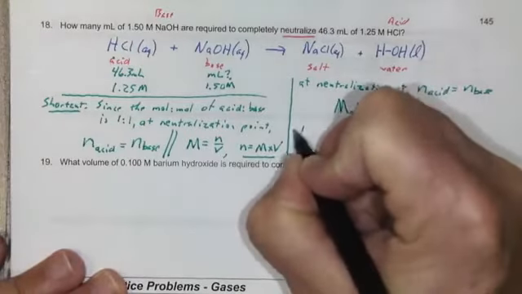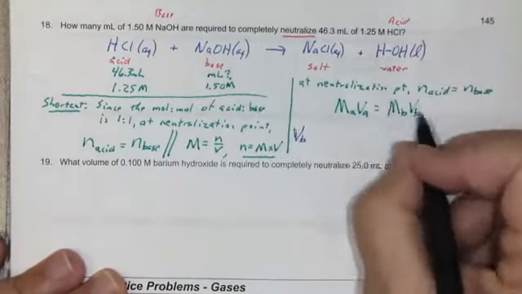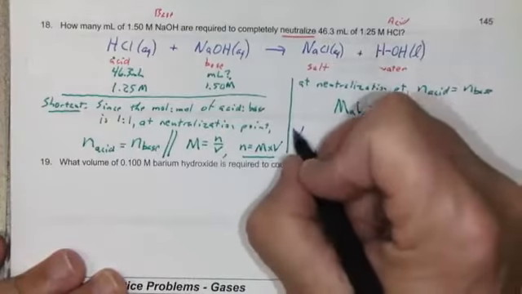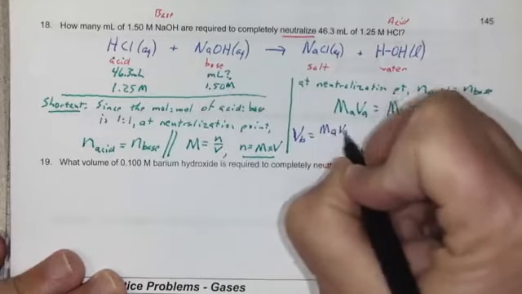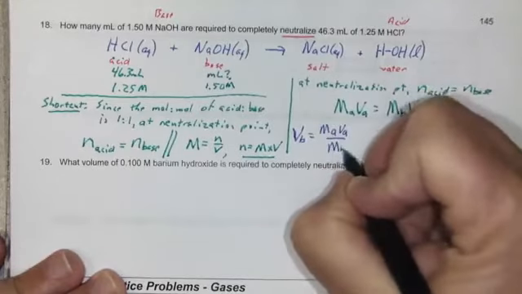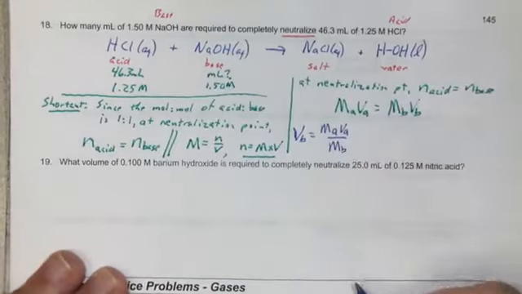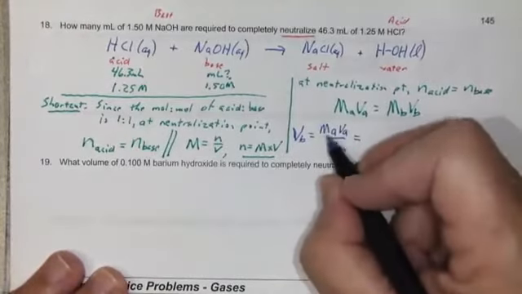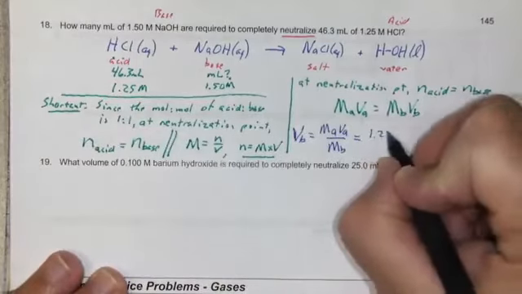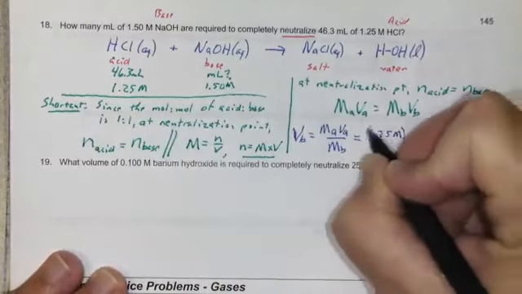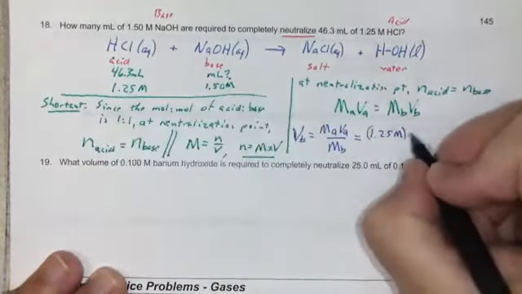Now, my suggestion is before you plug the numbers in, plug and chug, rearrange the variables first. You're much less likely to make a mistake. The volume of the base is the molarity of the acid times the volume of the acid over the molarity of the base. So I just divide both sides by the molarity of the base. Now I plug in the molarity of the acid. HCl is the acid. The molarity is 1.25 molar. The volume of the acid is 46.3 milliliters.